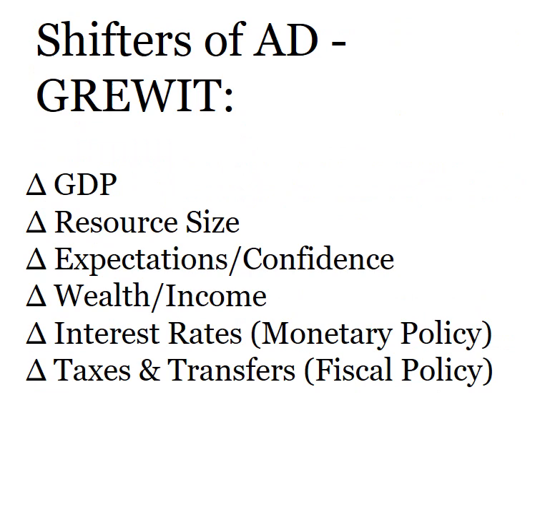So the acronym for the shifters of aggregate demand is GREWIT, because the economy is growing if we're demanding more products, theoretically. So the first shifter is GDP, and we know that GDP includes consumer spending, investment spending, government spending, and net exports. So a change in any of those things is going to be a change in GDP, and those will shift aggregate demand. Resource size is about the stock of physical capital. It's basically how much can your company currently produce, and do you need to spend money and buy products and buy machines in order to produce more, or are you doing okay with the amount of physical capital that you currently have?